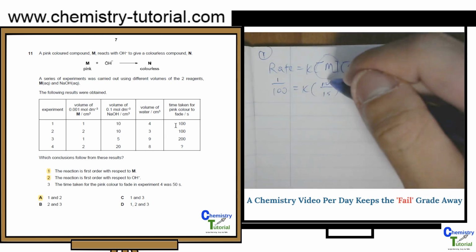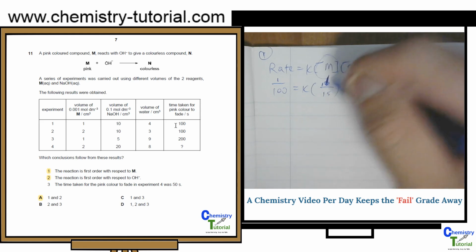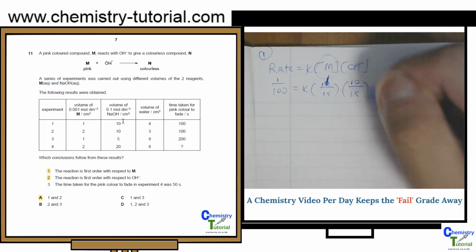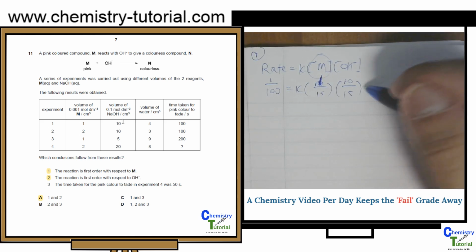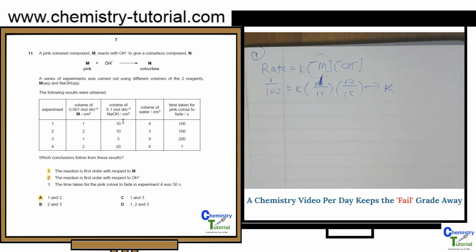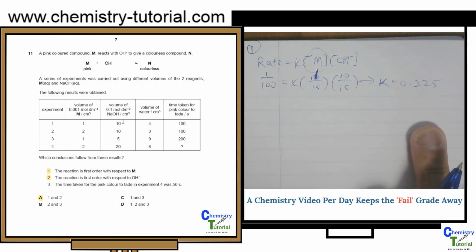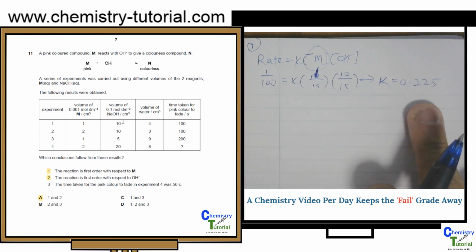Oops, I think I made a mistake. It should be 1 over 15, because M over the whole volume of 15. My fault, sorry. Then for hydroxide itself, it will be 10 over 15. So you need to find out what k is. Just press your calculator, and it turns out that k is 0.225. There's no need to be concerned too much with the units.